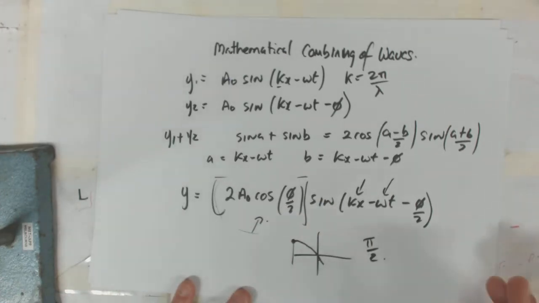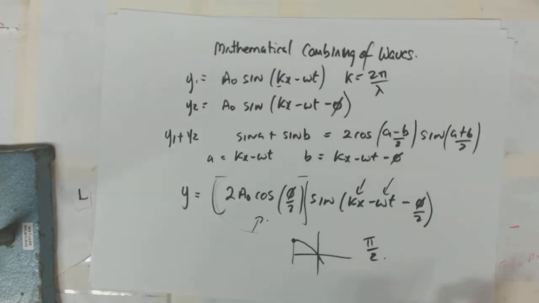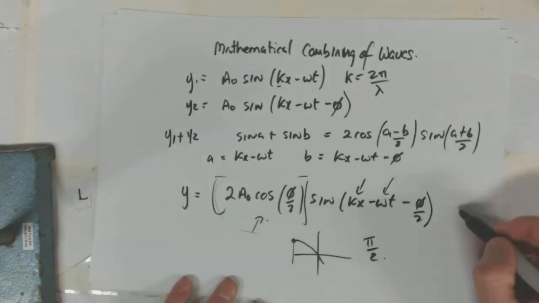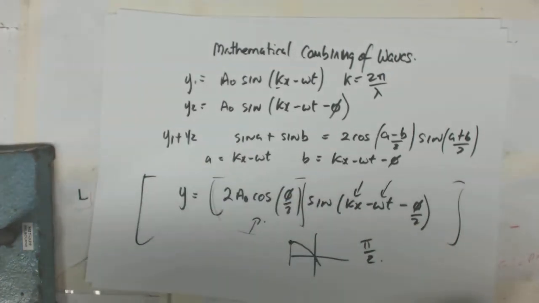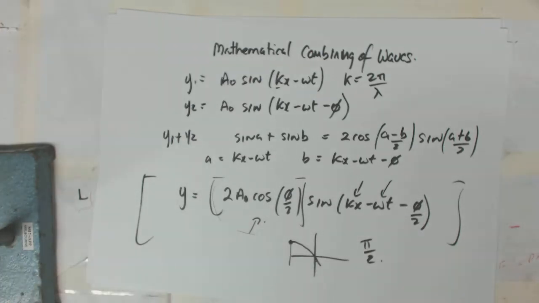So this is telling us that two waves totally in phase will have an amplitude twice the original. So this formula tells us everything about two waves superpositioning or constructively interfering or destructively interfering or anything in between. This is the formula. Quite simple, really.